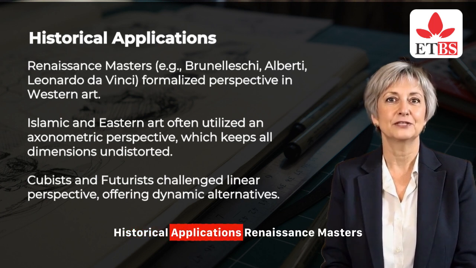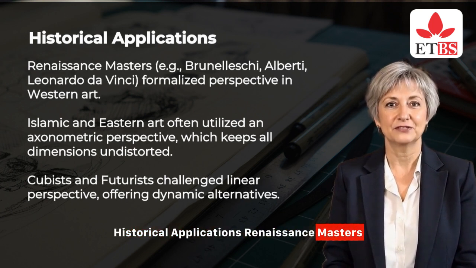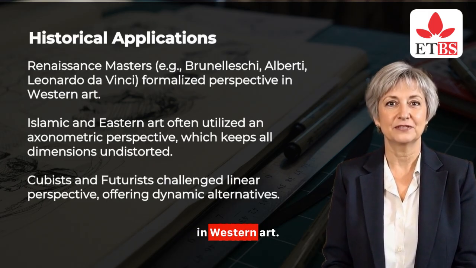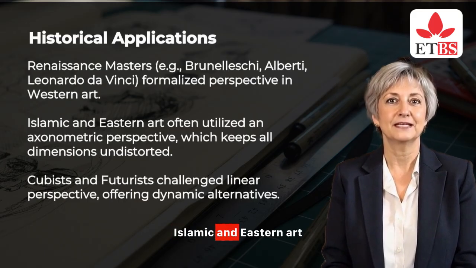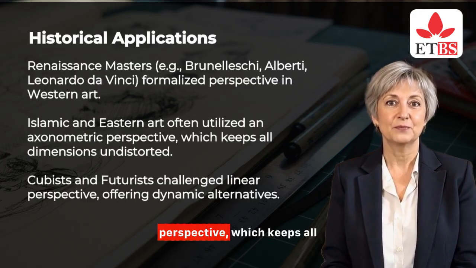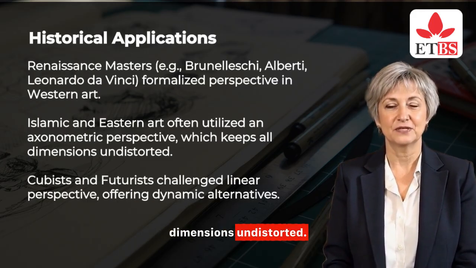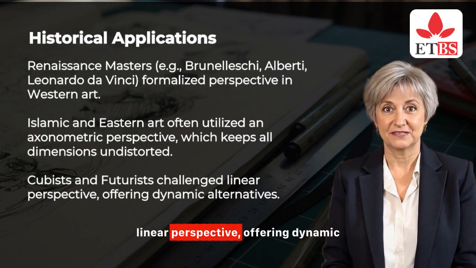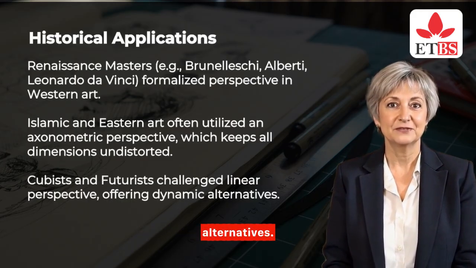Historical applications. Renaissance masters, e.g., Brunelleschi, Alberti, Leonardo da Vinci, formalized perspective in Western art. Islamic and Eastern art often utilized an axonometric perspective, which keeps all dimensions undistorted. Cubists and futurists challenged linear perspective, offering dynamic alternatives.